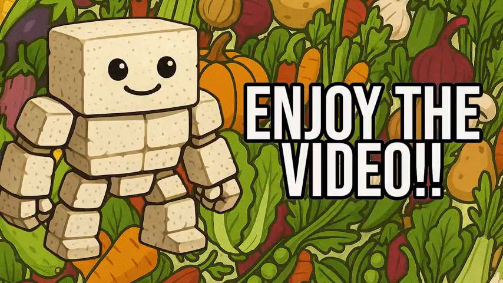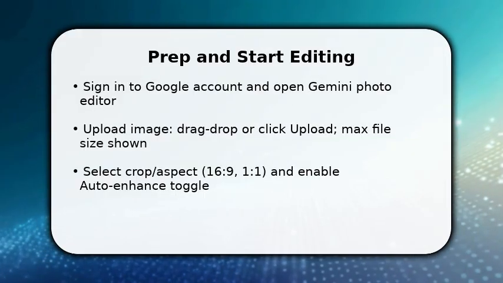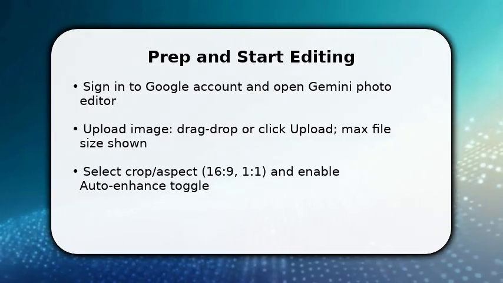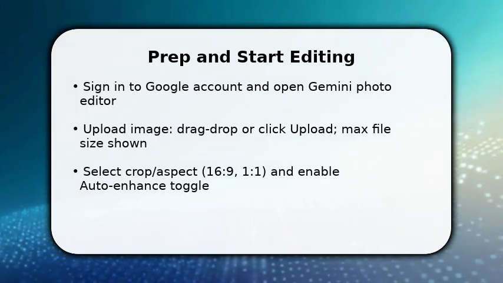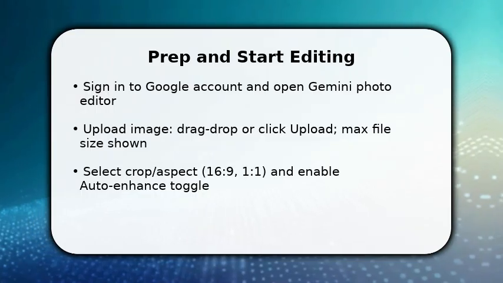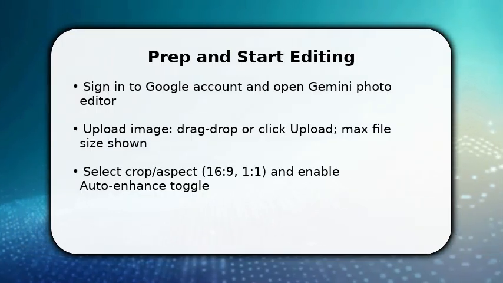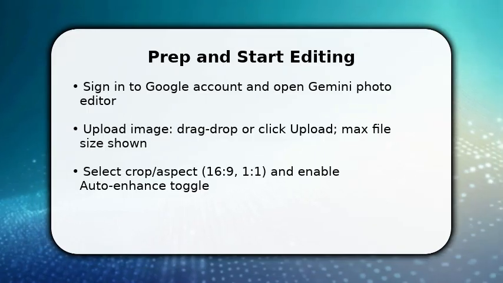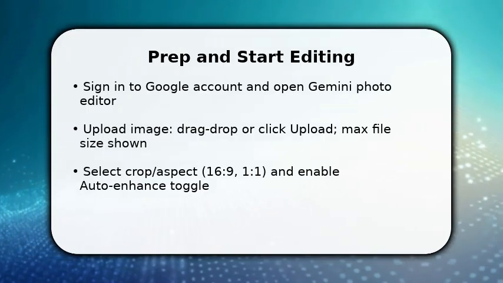Please enjoy the video. You begin by opening Gemini and uploading your image. Choose drag and drop or upload, then confirm file size. Once uploaded, select a crop ratio like 16:9 or 1:1 to set composition. That guides edits rather than guessing.